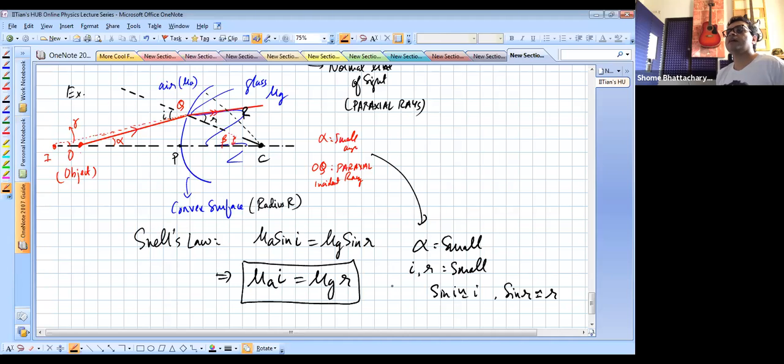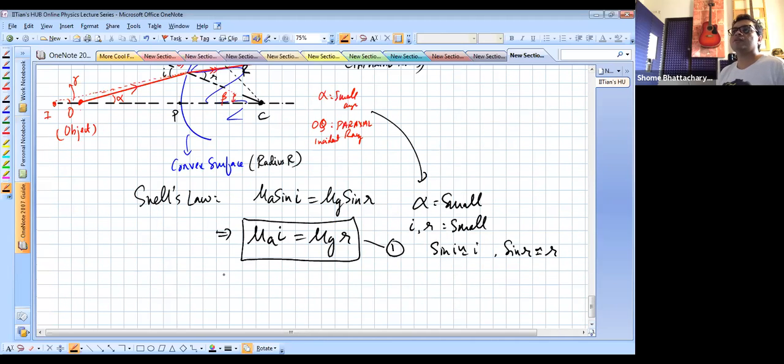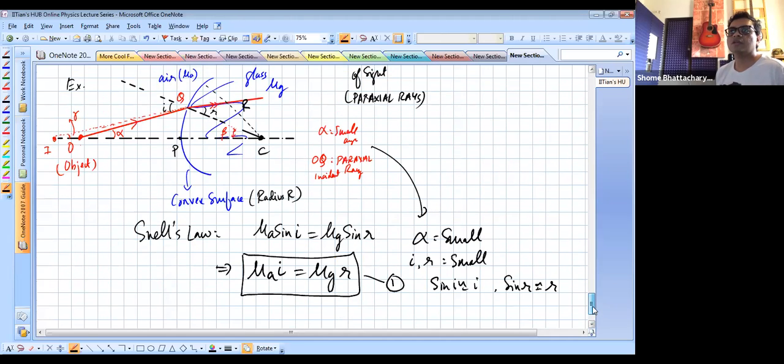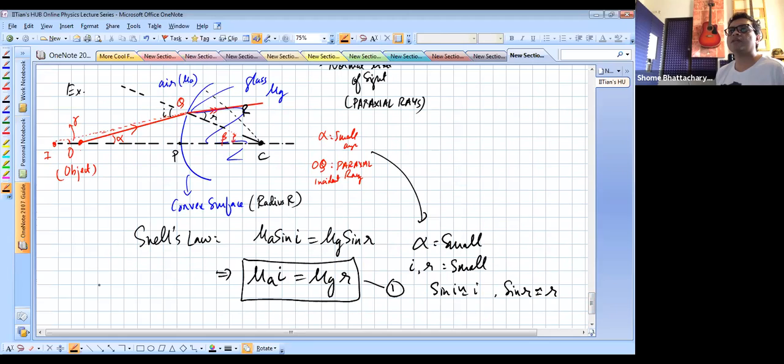The relationship between I and R, which in reflection was I is equal to R, here it becomes according to the ratio of refractive indexes. Okay. Now next what we have to do is we have to substitute I and R in terms of alpha, beta and gamma. And then we can relate alpha, beta and gamma with the distances. So we'll get the relationship between the object distance and the image distance. Okay. So to relate with alpha, beta and gamma, now again let's concentrate on this triangle and see how we can do that.